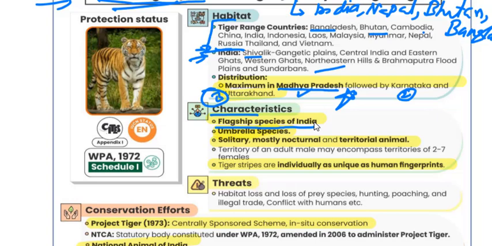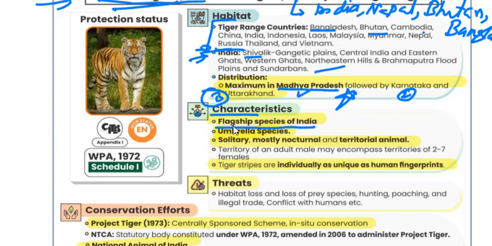Actually, many species come in this category of flagship species. Like, of course, the tiger is given. Next, the Asian elephant. One-horned rhino is also there. A snow leopard, Gangetic dolphins, and many others.